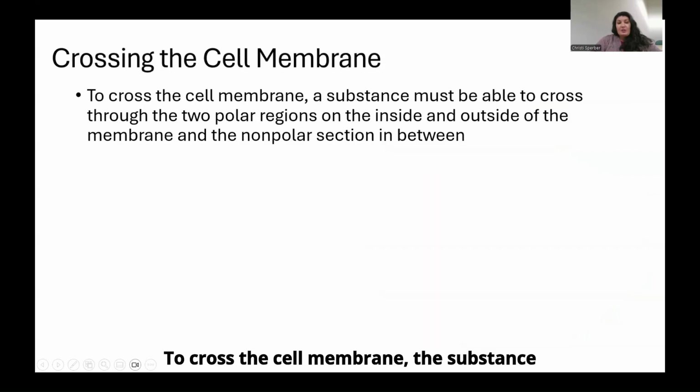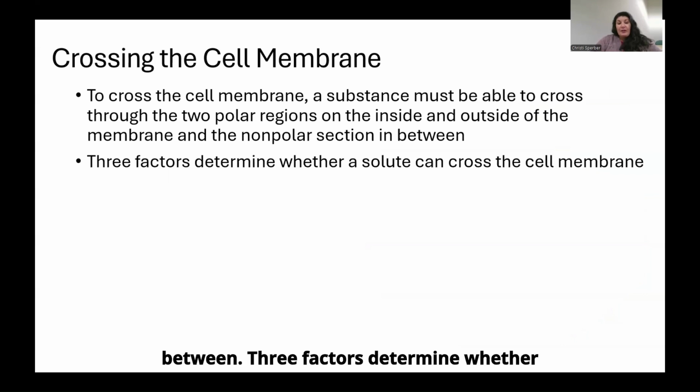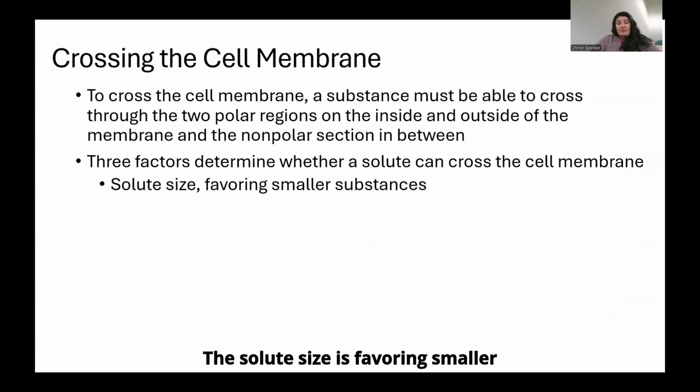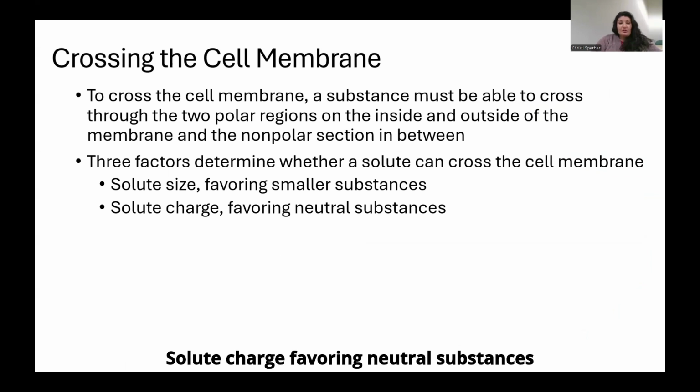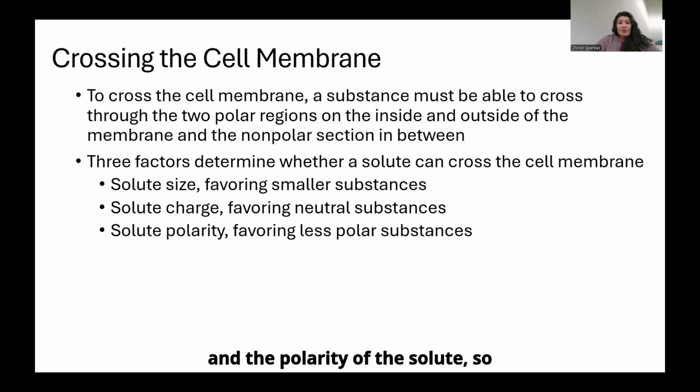To cross the cell membrane, a substance must be able to cross through two polar regions on the inside and outside of the membrane, and the non-polar section in between. Three factors determine whether a solute can cross the cell membrane. The solute size, favoring smaller substances, so smaller substances are more able to cross the cell membrane. Solute charge, favoring neutral substances, and the polarity of the solute, favoring less polar substances.